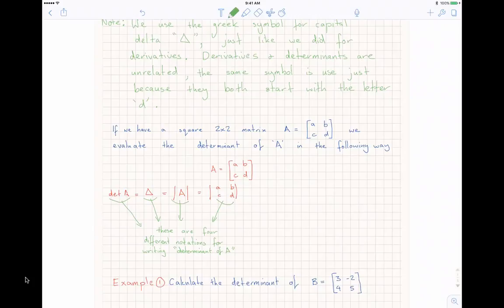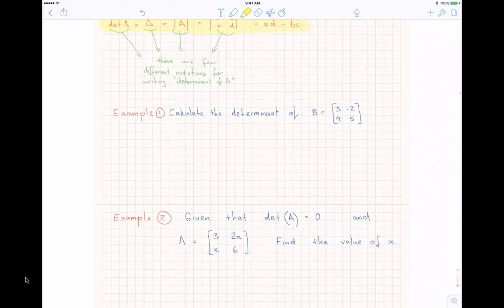So the way in which we calculate it, all that we do is take a and multiply it by d, and then subtract b multiplied by c. So the determinant of A is just equal to ad minus bc. It's that simple. This is the important bit that would go in a summary book.